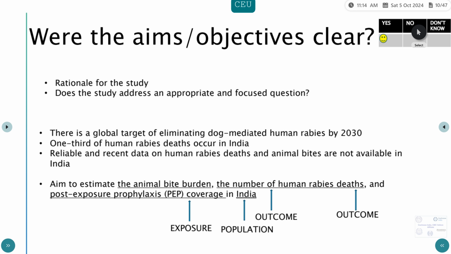So coming to the aim, what you need to look at is whether the rationale of the study was adequate or not, whether the study will actually contribute anything to the current literature or not. Second is whether it's an appropriate and focused question or not. Based on our case scenario, they had a similar question: what is the prevalence currently, what is the vaccination coverage, what are the vaccination practices. So the aim of the study here was to estimate the annual bite burden, the number of human rabies deaths, and post-exposure prophylaxis coverage in India.